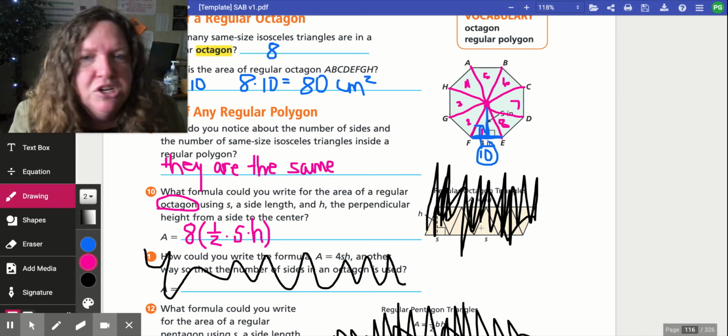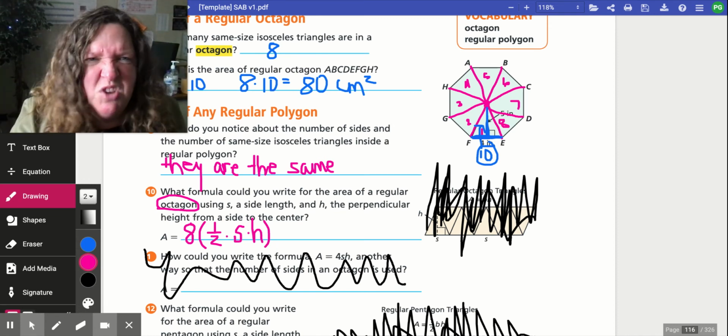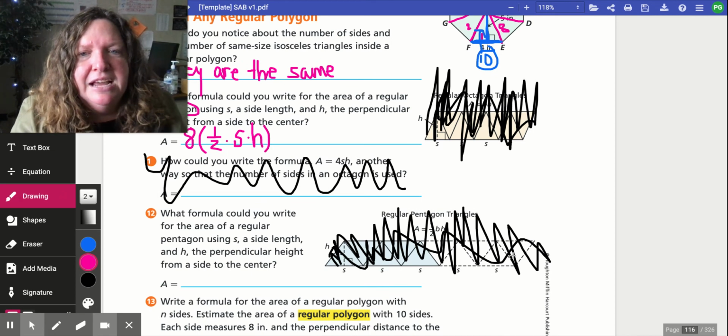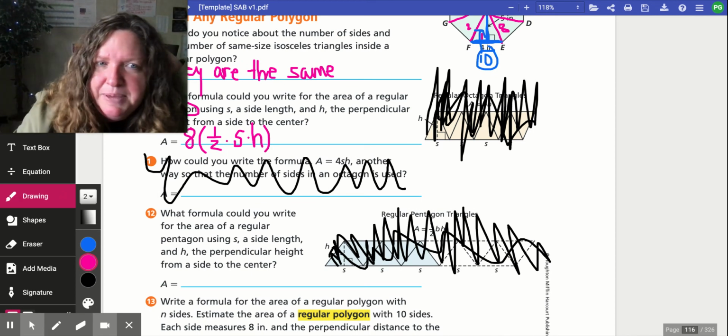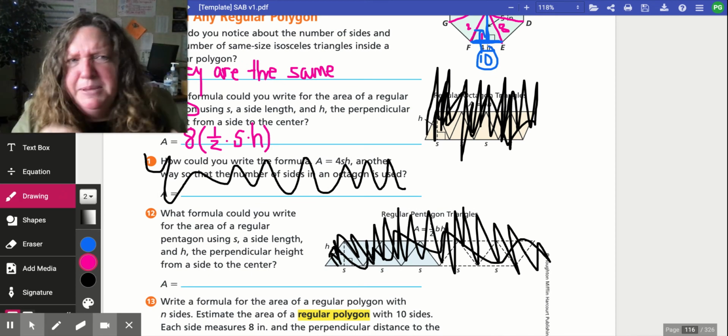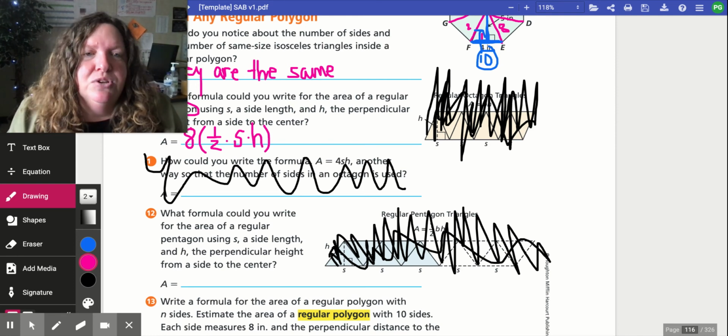Same thing with number 11. You notice I just put a little squiggly line to it. Don't do number 11. Go ahead and skip that number. Now, number 12, again, take that picture out. We want to think about the formula, but that picture isn't helping us. So let's look at number 12.